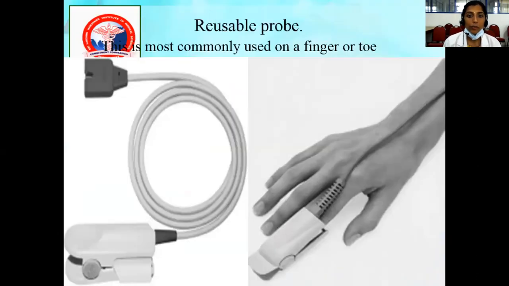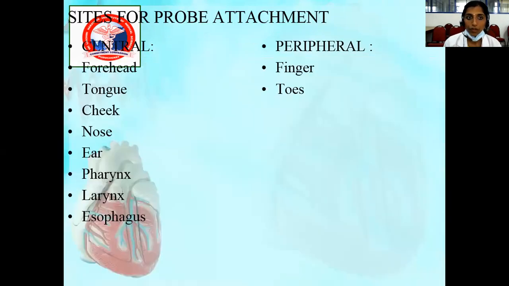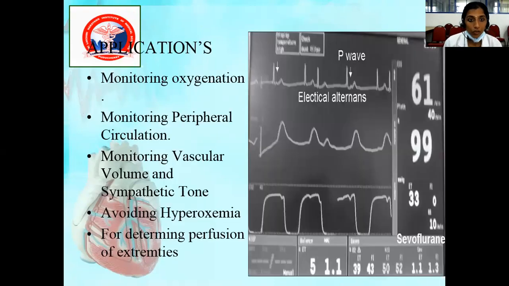So we have these kind of probes. This is a reusable probe, which is most commonly used on a finger or toe. I've already told you the sites of the probe, there can be central sites or peripheral. We are mostly using peripheral, that is finger or toes. Apart from central, we can have tongue, forehead, cheek, nose, ear, pharynx, larynx, esophagus. So what is the use? This is the pulse ox monitor's graph.